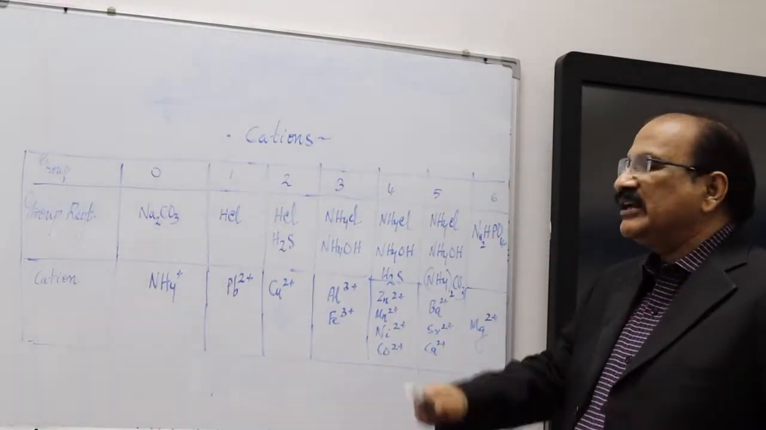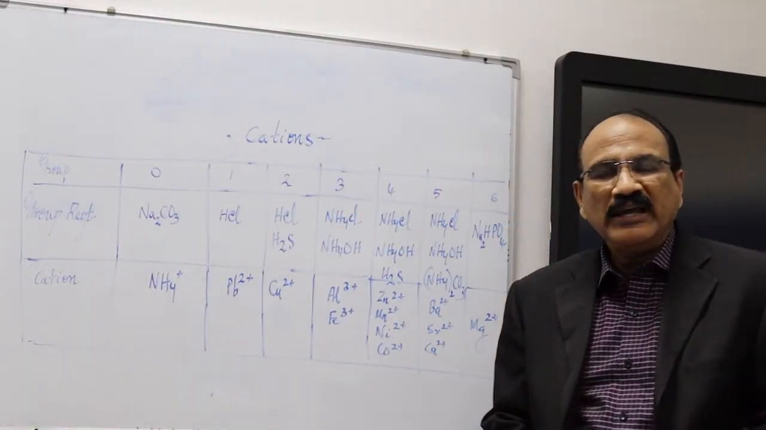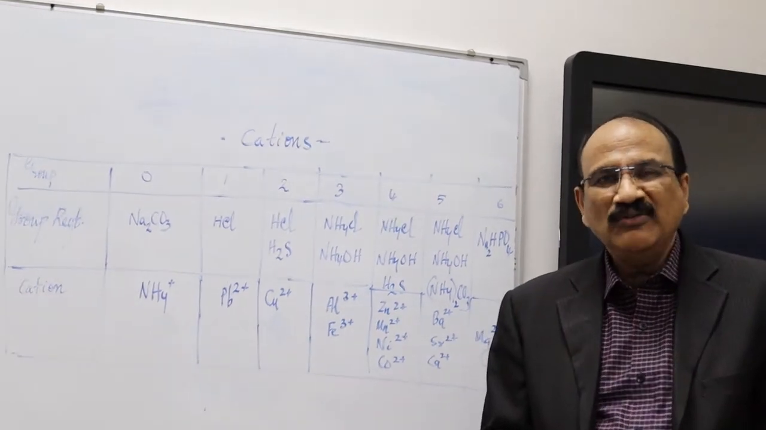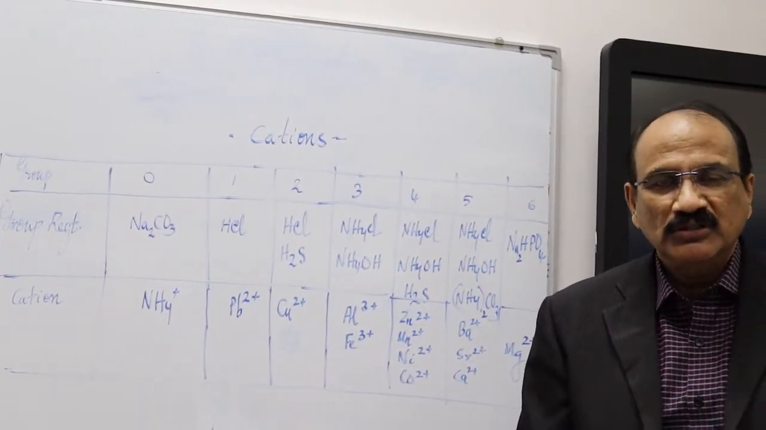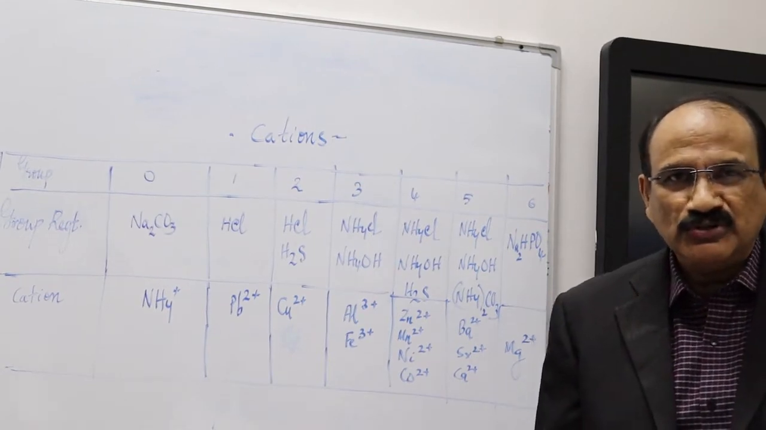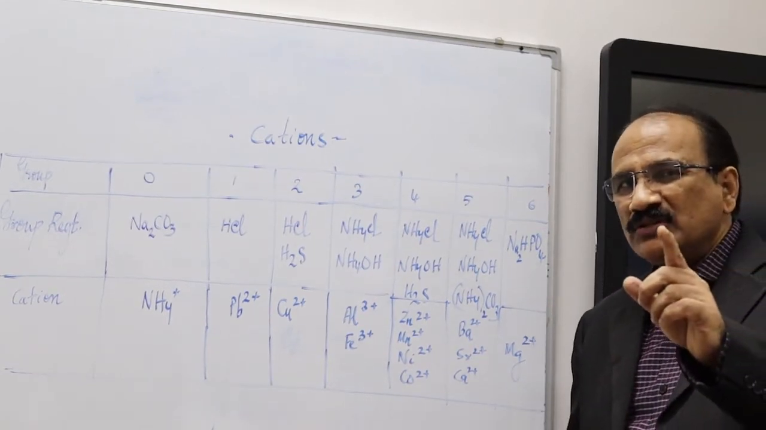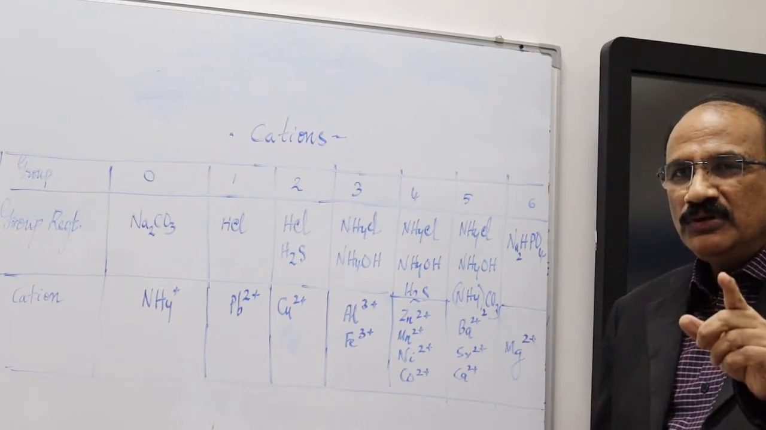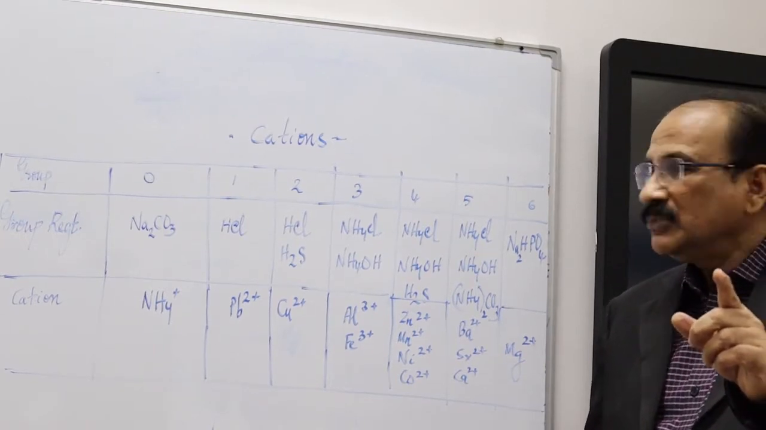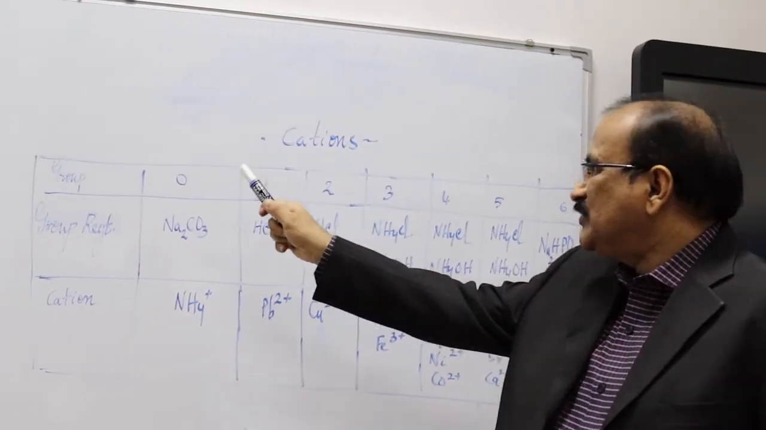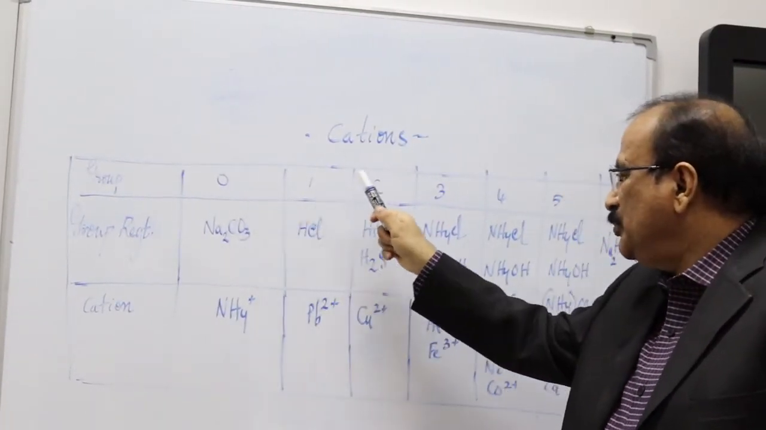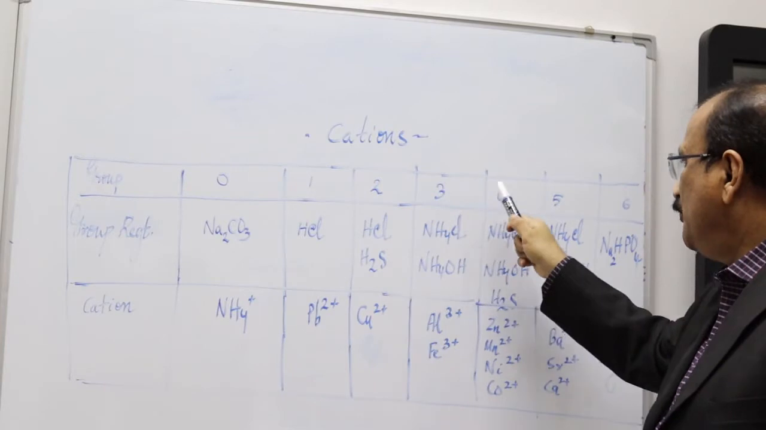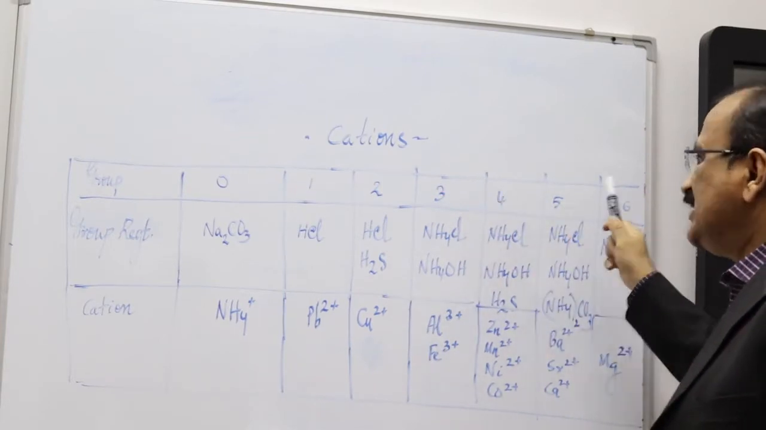Straight away we will start with the cations. I told you cations are positively charged ions. They will migrate towards the cathodes. That is why they are called cations. The cations are classified into 6 groups. 6 plus 1, that is 0 group. 0 group, first group, second group, third group, fourth group, fifth group and 6th group.